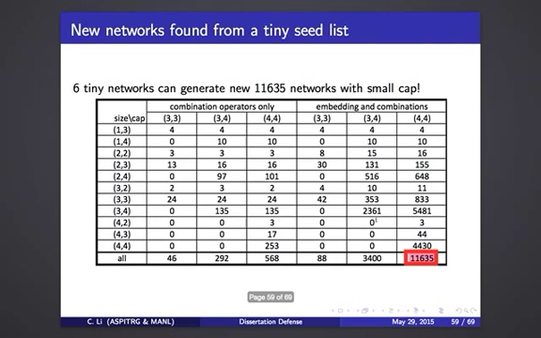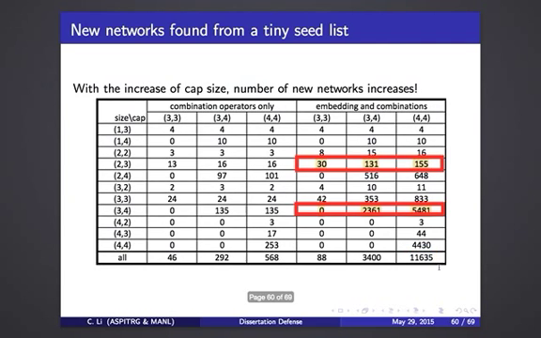First, we see that with only 6 tiny networks, we can generate more than 11,000 new networks with a not so big cap. Then we see that with the increase of the cap, the number of new networks increases, even for smaller networks. As shown here, for 2, 3 and 3, 4, the number increases with the increase of the cap size.